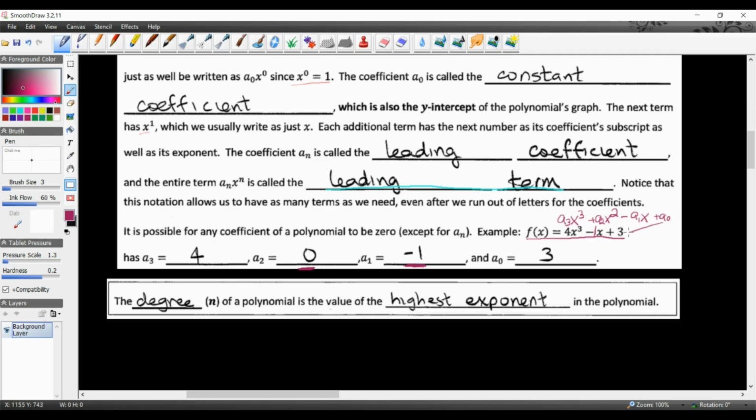So we have our matchup directly like so. A sub 0 is our 3. This a sub 1 is going to be that negative 1. A sub 2 is not there, so it's 0. And a sub 3 is 4. That's exactly what I have here in these lines. This is just an example of how you would line these terms up.